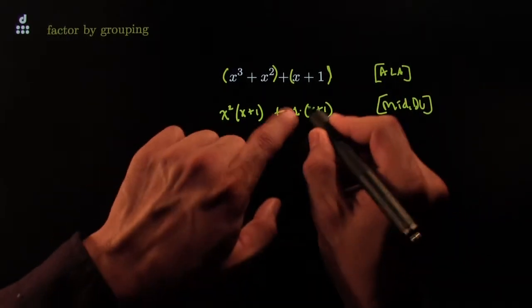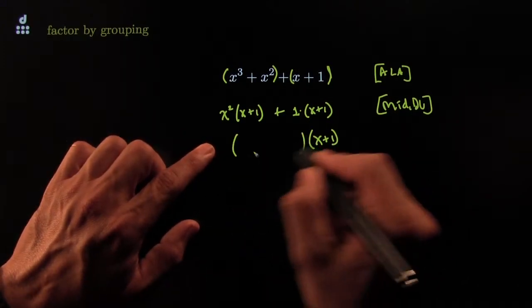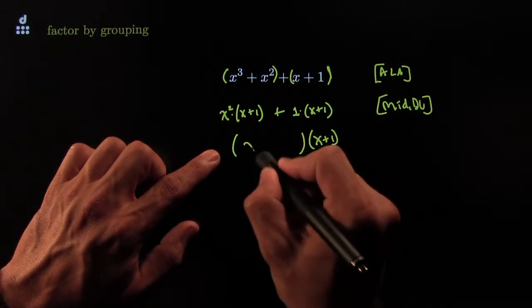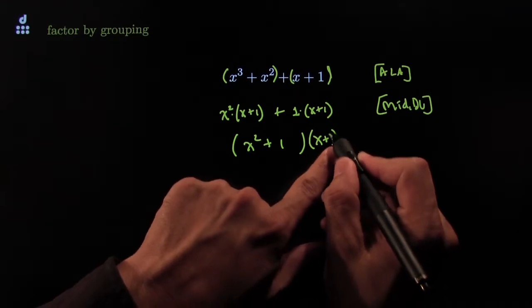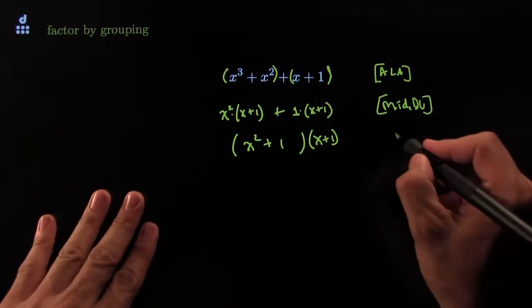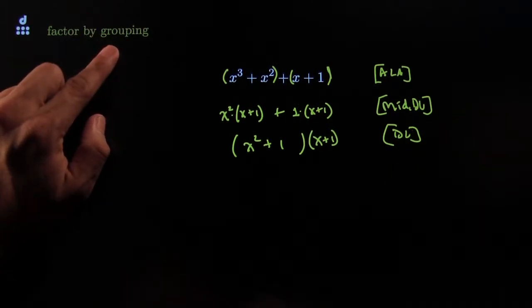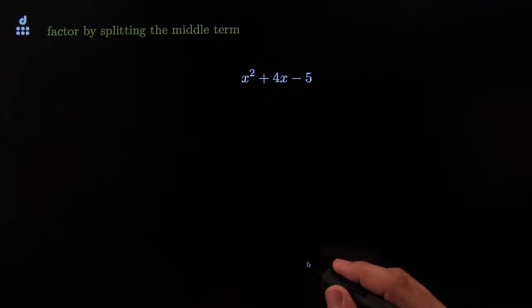That way I have something left in there after I factor out the x plus 1. The x plus 1 times 1 and the x plus 1 times x squared is the same thing as the x squared plus 1 quantity times the quantity x plus 1. It's easy to check. You could take this and distribute it in there. Again, the distributive law. Factor by grouping. Famous.